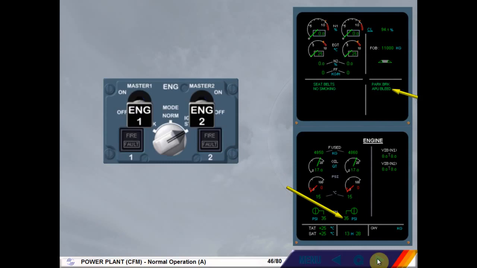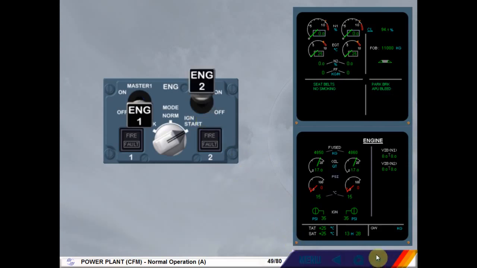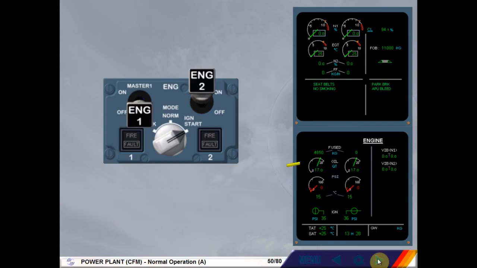We start engine 2 first, because the yellow hydraulic system engine-driven pump is on engine 2, and the yellow system supplies park brake pressure. Switch on engine 2. The corresponding start valve opens. This is indicated by the start valve indication changing from green cross line to green in line. The fuel used is reset to 0.